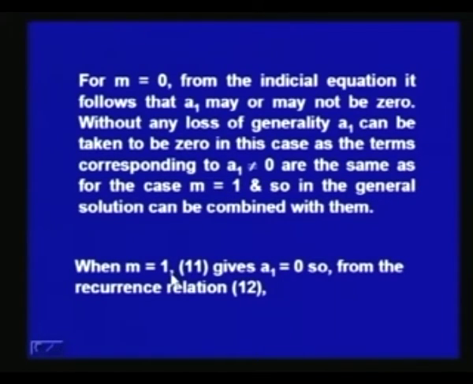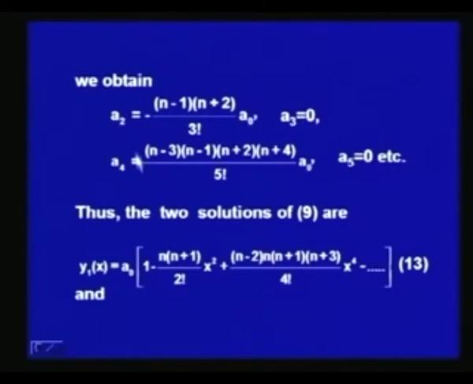And when m is equal to 1, the equation m into m plus 1 equal to 0 gives you a1 equal to 0, and so from the recurrence relation 12, it follows that a2 is equal to minus n into n minus 1 into n plus 2 by 3 factorial a naught. a3 is equal to 0 because a1 is 0. a4 is n minus 3 into n minus 1 into n plus 2 into n plus 4 by 5 factorial a naught. a5 is 0 because a3 is 0. So, thus we can say that a k is 0 for all odd k integers.